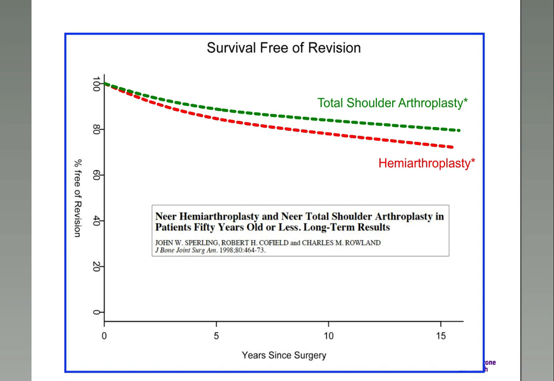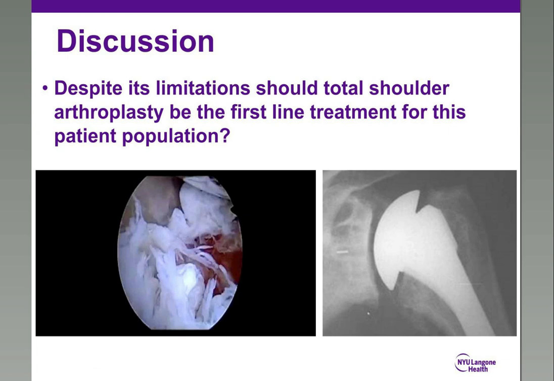So that brings me to my next question. We know from this depiction of survival free of revision following total shoulder arthroplasty and hemiarthroplasty, in Sperling, Cofield, and Rowland's assessment of hemiarthroplasty and total shoulder arthroplasty in patients 50 years old or less, that it begs the question: despite its limitations and concerns over glenoid component loosening, should total shoulder arthroplasty still be a first-line treatment for this patient population? That's a question I'm hoping my fellow panel members will address, as the current options with respect to cartilage repair and restoration remain relatively limited.